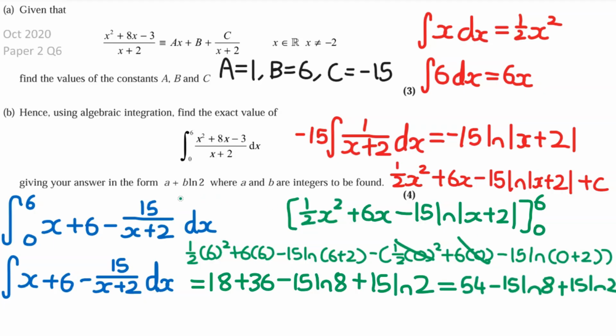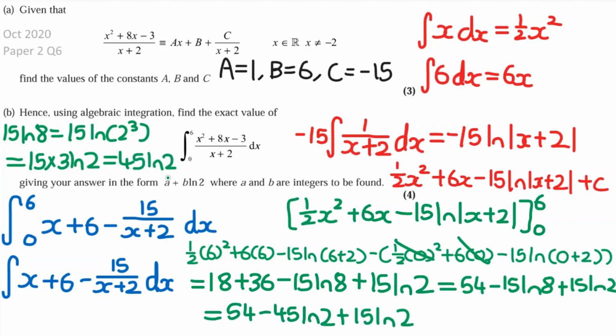Now we need to give our answer in the form a plus b and then the natural log of 2. So we have a natural log of 2 here with this 15 natural log of 2, but here we have 15 natural log of 8. So we need to write this in the form natural log of 2, and we can do this because remember that 8 is equal to 2 cubed. So remember the laws of logs, we can bring this 3 to the front of this log here, so it becomes 15 multiplied by 3 natural log of 2, and then 15 times 3 is equal to 45.